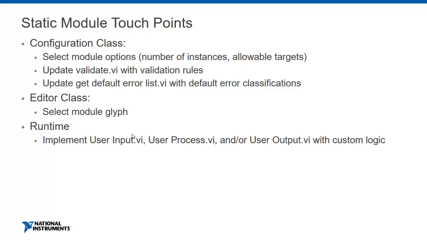On the editor class, there's virtually nothing you need to do here. Almost all of it's provided by the template and the parent class that the template is based on. For this, all that you'll really want to do is select the module glyph like we did with the LEDs. Most of your work is going to be in the runtime class. This is where you'll need to implement the user input, user process, and/or the user output VIs with custom logic, depending on what type of module you're creating. If, like the LED module, all you have are outputs, then you only need to modify the user output VI. You can leave all the rest as they are with the template, and it'll work just fine.